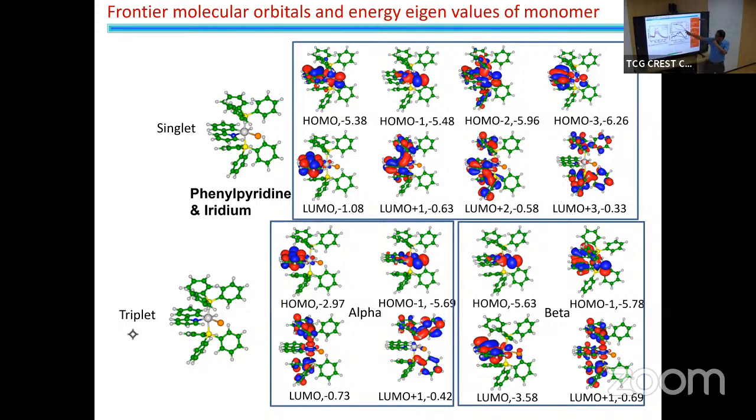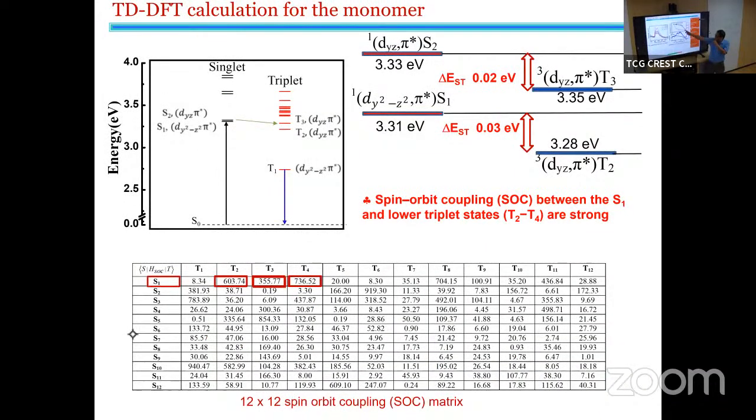So we first took the energy eigenvalues and charge distribution for the monomer, and we found that the charge distributions are around the iridium and phenol ligands. Then we plotted the energetic positions of the singlets and triplets, and also found the spin-orbit coupling. Spin-orbit coupling is an extremely important parameter here, because for intersystem crossing you need a stronger spin-orbit coupling, right?